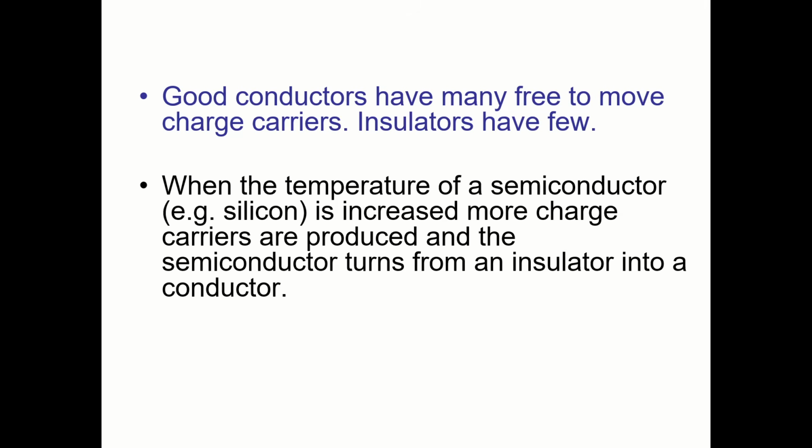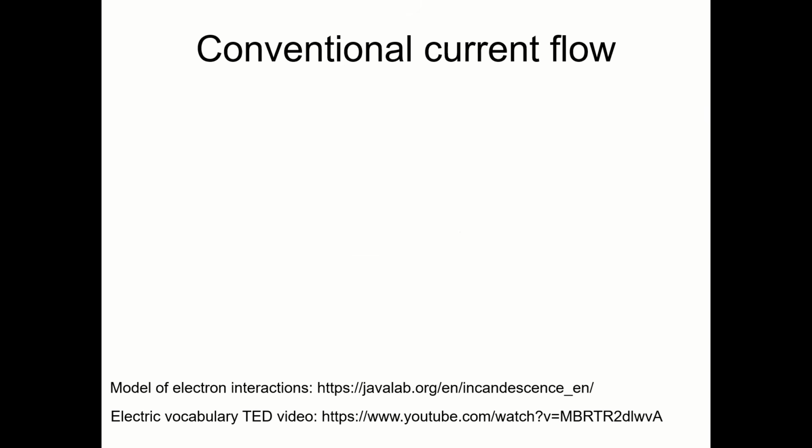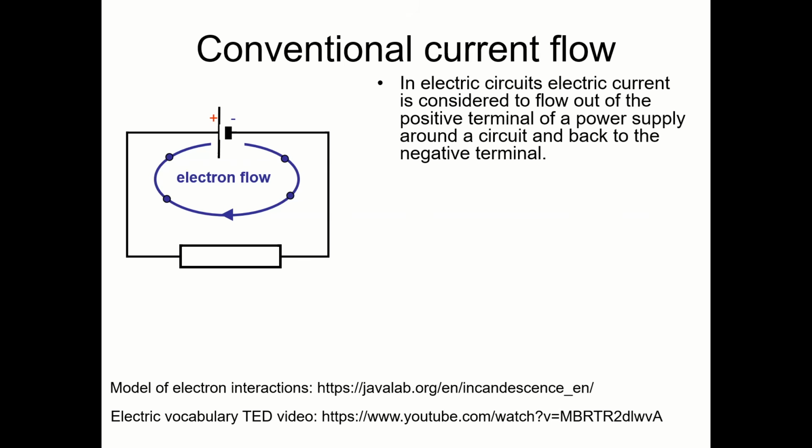Immediately here, there's a bullet point which maybe would be better later on in this presentation, talking about the special case of semiconductors like silicon when their temperature is increased. More charge carriers are produced, and so the semiconductor turns from an insulator into a conductor. Now, we're really talking about thermistors here, so that's where it comes into importance later on in the PowerPoint.